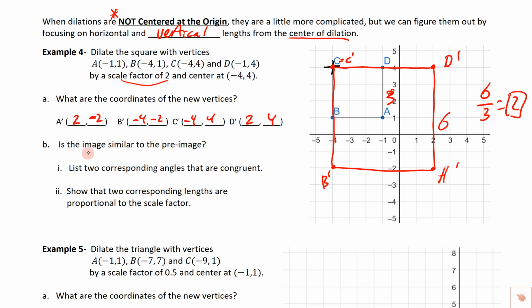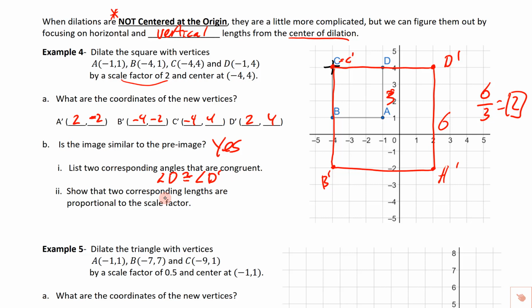Okay. Now, is the image similar to the pre-image? Well, that's an absolute yes. And it says list 2 corresponding angles that are congruent. Well, let's just pick some easy ones. So let's say angle D is congruent to angle D prime, and we could have gone through and picked any one of those that we wanted.